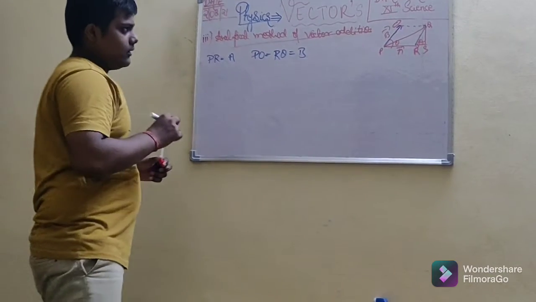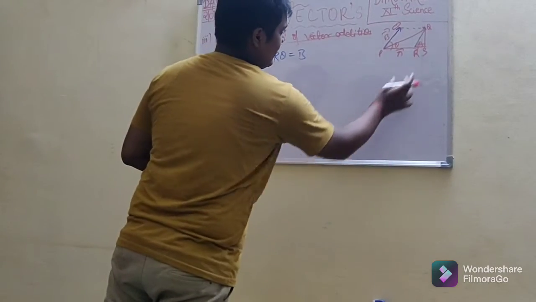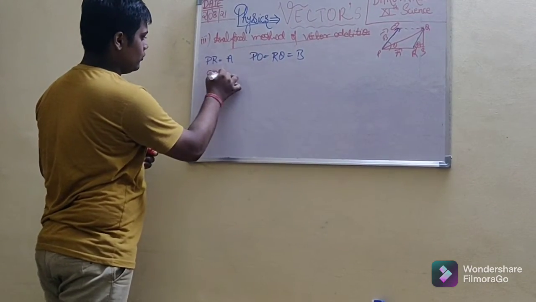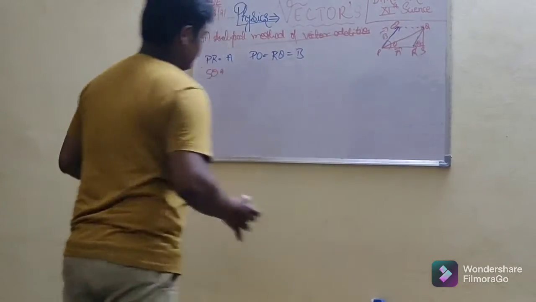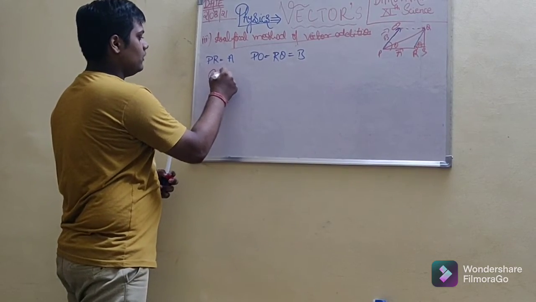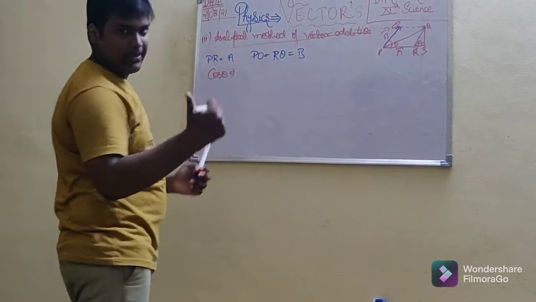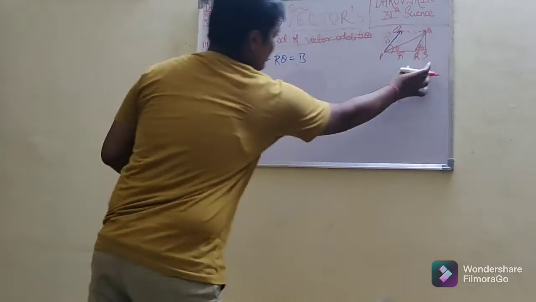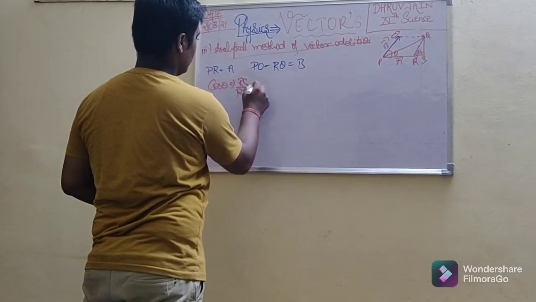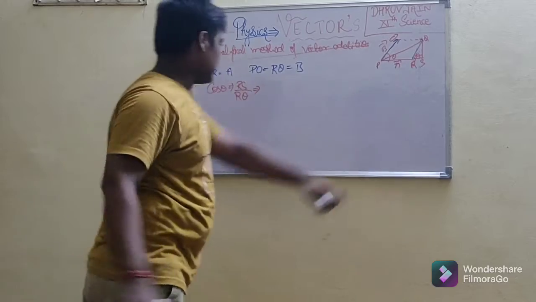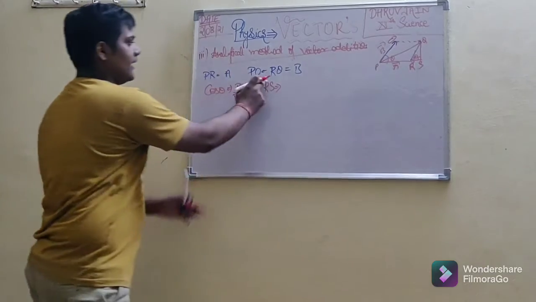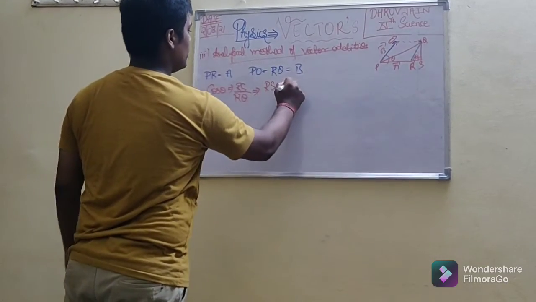Now I will take this side and this side. How? To find RS, as I have taken this angle, firstly I will take cos theta. So cos theta equals what? Base upon hypotenuse. Our base is RS and hypotenuse is RQ. We have to find out RS. So RS will equal cos theta times RQ, and RQ is B. So it will be equal to B cos theta.